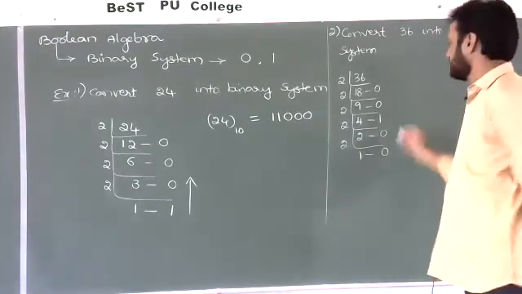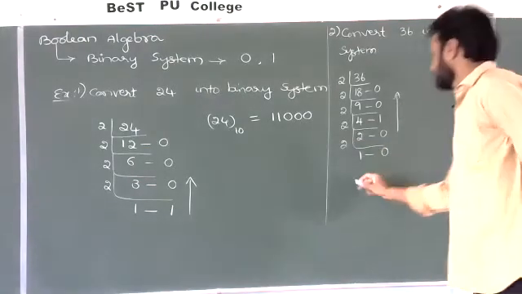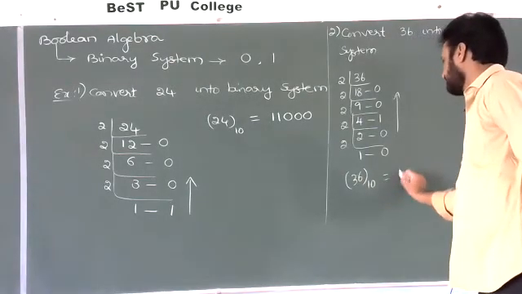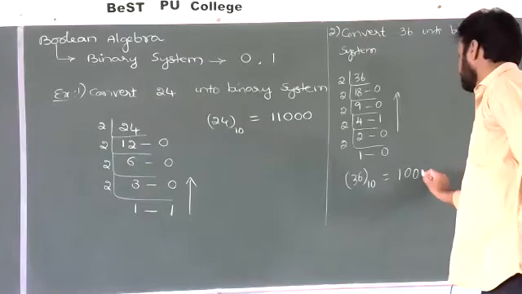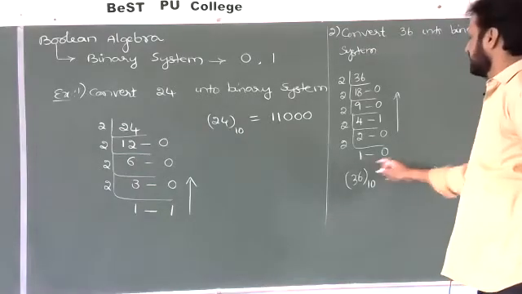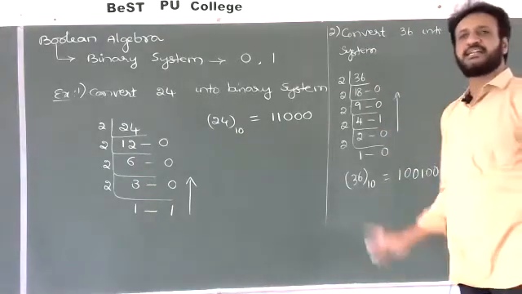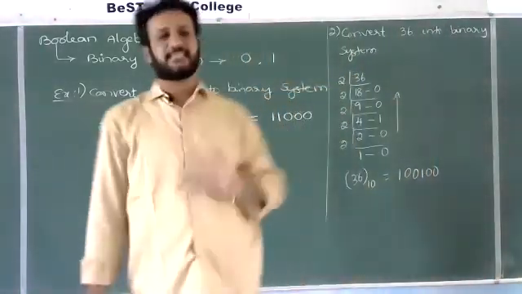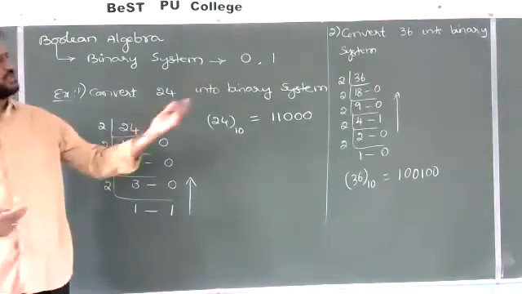Now write from bottom to top, same way. So the number 36 in the decimal system will be equal to 100100 in the binary system. That is the process to convert decimal system to binary system. Any number, your choice.